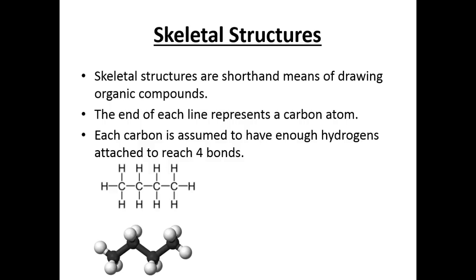First off, skeletals are the shorthand means of drawing organic compounds. So when we look at each of these, this is going to be our shortcut way to draw them out. The end of each line represents a carbon atom. Each carbon atom is assumed to have enough hydrogens attached to make our 4 bonds.